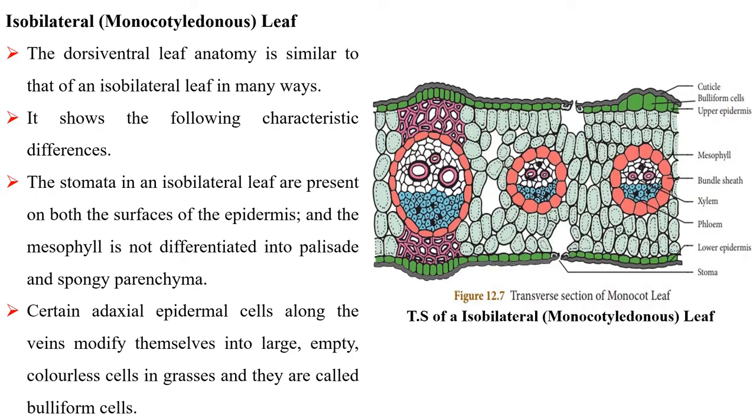Isobilateral leaf. The dorsiventral leaf anatomy is similar to that of an isobilateral leaf in many ways. It shows the following characteristic differences. The stomata in an isobilateral leaf are present on both the surfaces of the epidermis, and the mesophyll is not differentiated into palisade and spongy parenchyma. Certain adaxial epidermal cells along the veins modify themselves into large empty colorless cells in grasses, and they are called bulliform cells.